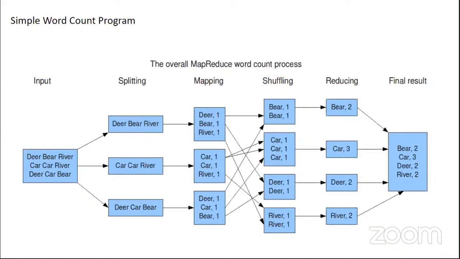Now, before we do that, there is something called shuffling that happens in the middle. So what is this shuffling? Shuffling is nothing but, you can see, all the words have been arranged in alphabetical order. And to arrange that and give it to a particular reducer, the shuffling phase is responsible in the MapReduce paradigm.